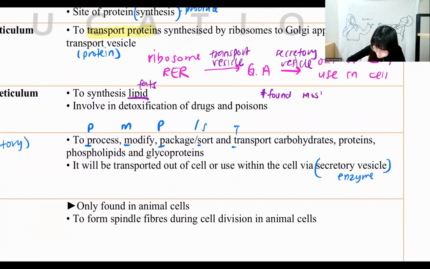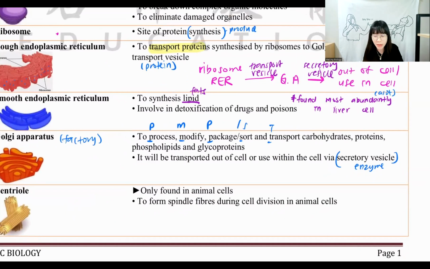Found most abundantly in liver cell. Abundantly means a lot. It can be found most abundantly in liver cells. So if the person had a lot of medication, they might have liver problems. Or if a person drinks a lot of alcohol, the person will also have liver problems as well. There are people who have fatty liver, but of course, fatty liver is not because of drugs. It's because of the sugar intake if the person has fatty liver. So this is smooth endoplasmic reticulum.